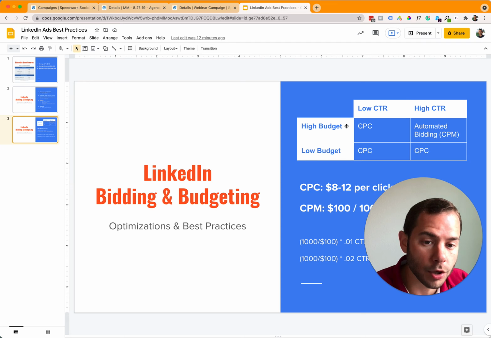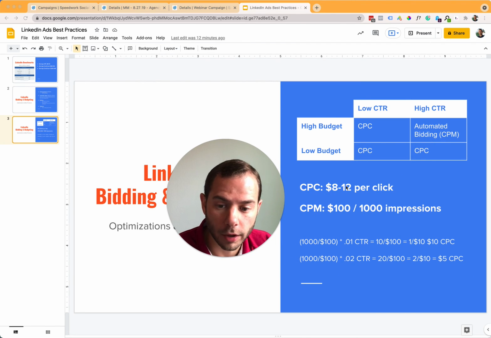So if you have a high budget and you're trying to maximize your traffic, maximize your clicks, and reach as many people in your audience as possible, and you do have a high CTR, then it's going to be advantageous to use automated bidding, and I'll show you why. If you look at some of the math here, CPCs on LinkedIn tend to be between $8 to $12 per click, and average CPM range is about $100 for 1,000 impressions.